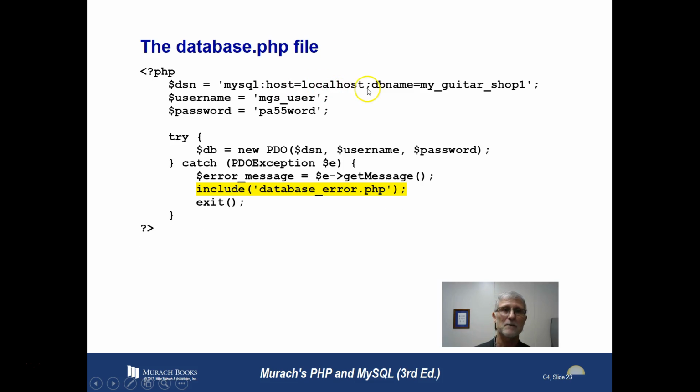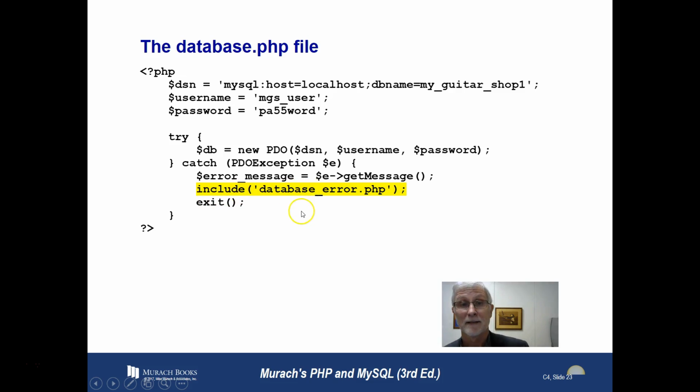And here's our database PHP file, and what does it do? It did the same thing we did here. It created my query with the dataset name. It gave me username, password. It says I'm going to try to do the connection. And if it fails, if I do the PDO exception, I'm now going to get the error message. So I'm going to take the message I caught, index into the get message routine, and then print that.